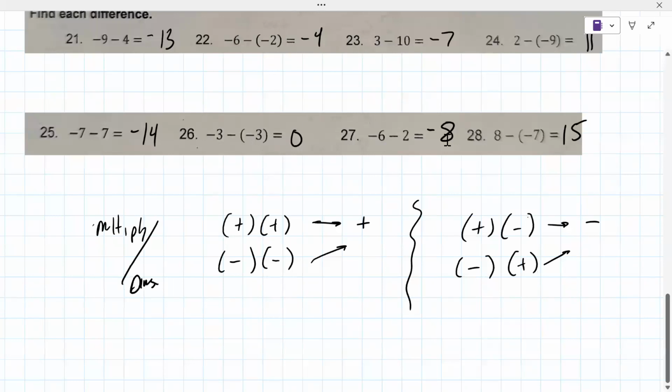So if they're both positive, it's positive. If they're both negative, it's positive. But if there's one of each, it's negative. We did that. Now there's some other rules here we'll get to with 37, 38. But let's have you try 29 through 32 first.